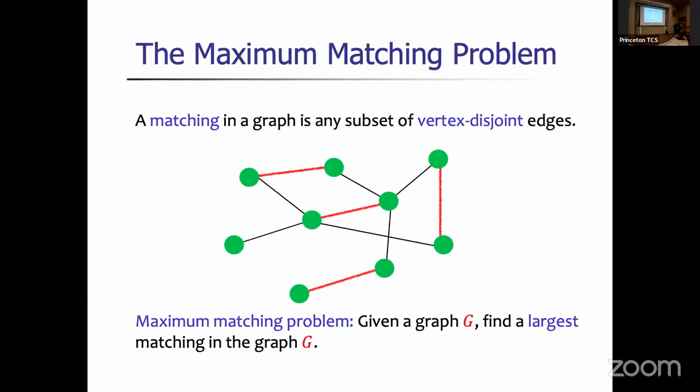So just a very quick reminder of the definition of the problem. That's the focus of this talk, the maximum matching problem. A matching in a graph is any collection of vertex disjoint edges, and the maximum matching problem is to find the largest matching in a given graph. In this example, the red edges form a matching, and they also happen to be forming the largest matching in this graph.